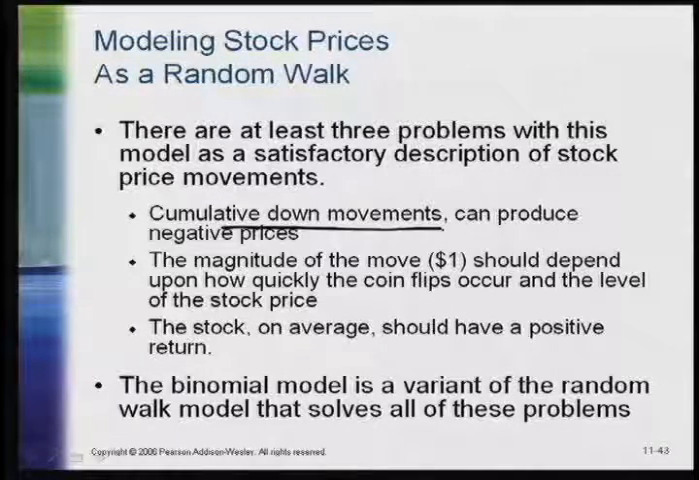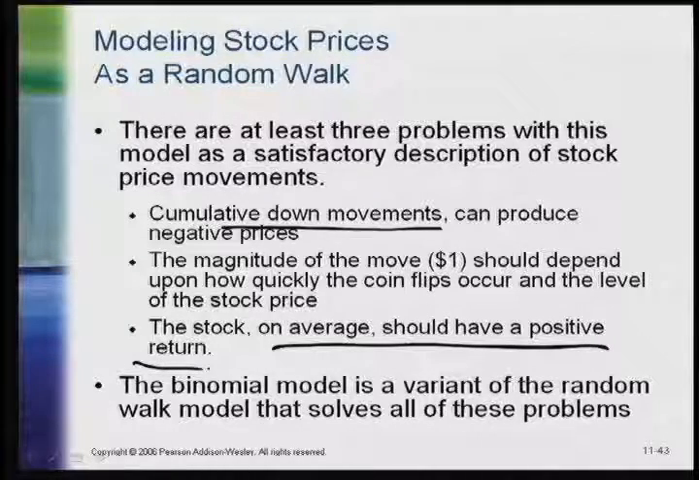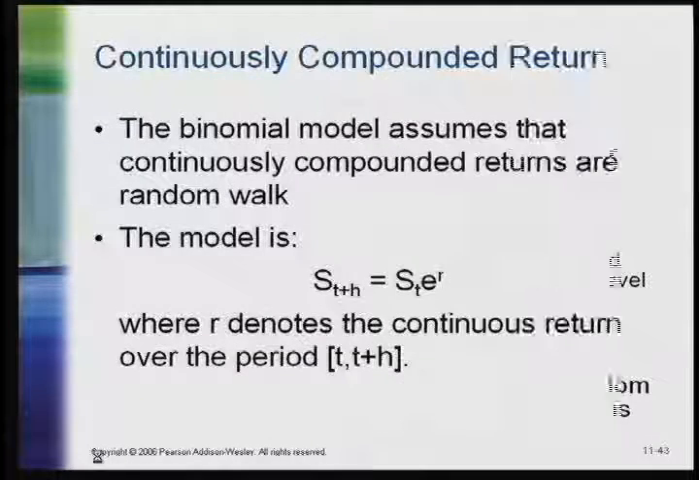And the final thing, which would be relatively easy to remedy with a random walk, but is another criticism of a pure random walk, is that one expects positive returns on stock. One would like to see that, on average, the stock price process grows at some positive real return. The binomial model is a variant of a random walk model which fixes these problems and yet still reflects the statistical essence of random walk.